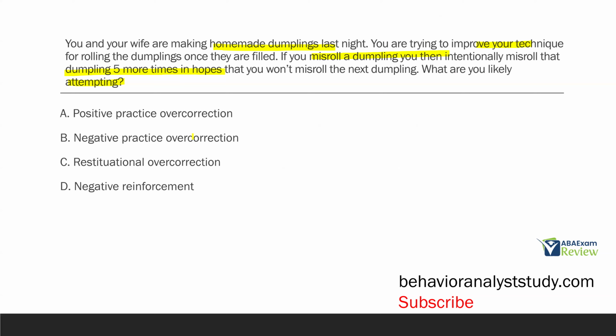It's not what we're doing here. And then D, negative reinforcement. Well, you're trying to decrease the behavior, so you're not attempting reinforcement. What you're likely attempting is negative practice overcorrection by engaging in the wrong behavior over and over again.